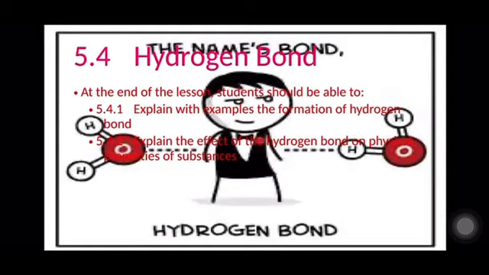I will cover from 5.4 until 5.6. So for 5.4, hydrogen bond, 5.5, dative bond, and for 5.6 is metallic bond. I know this is quite new in your syllabus, but don't worry too much because it just touches on the surface, not in very detailed depth. Okay?